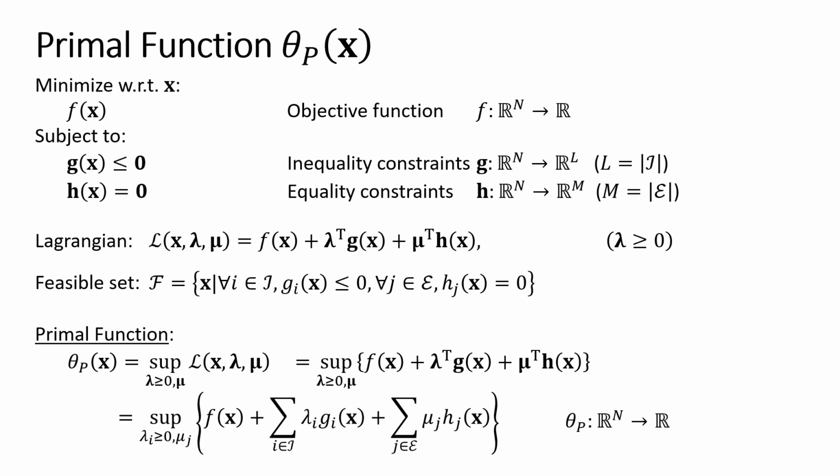Therefore, theta_p is a mapping from n dimensions to the real line, which is the same as the objective function. A mapping from n dimensions to the real line, because the only argument to theta_p of x is x, since lambdas and mu's have been eliminated. Now, since this is an important expression, let's highlight it.